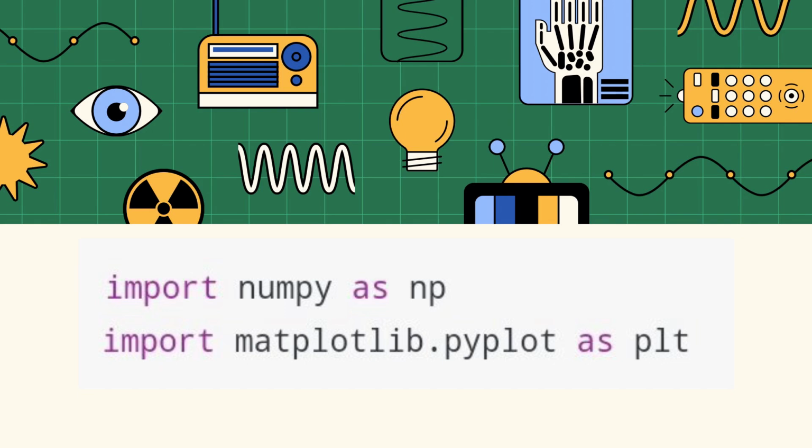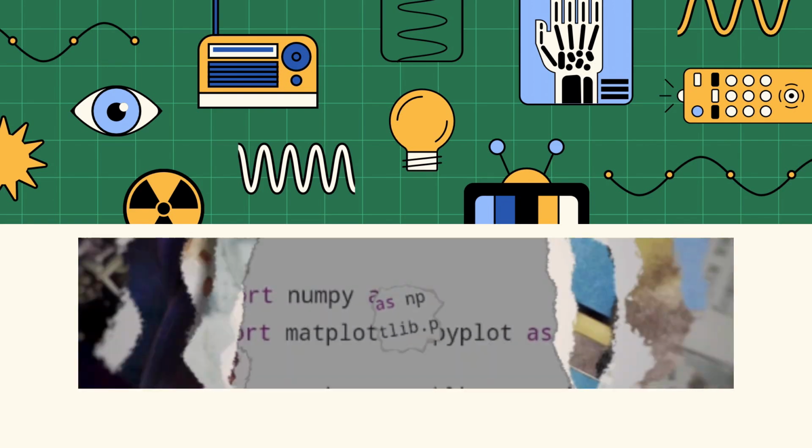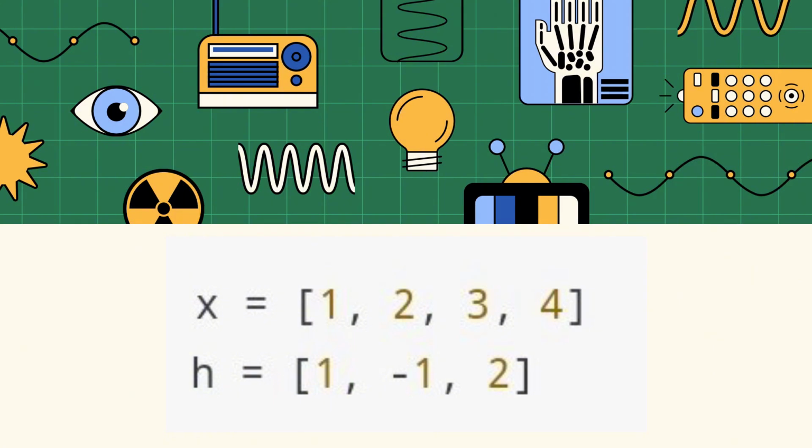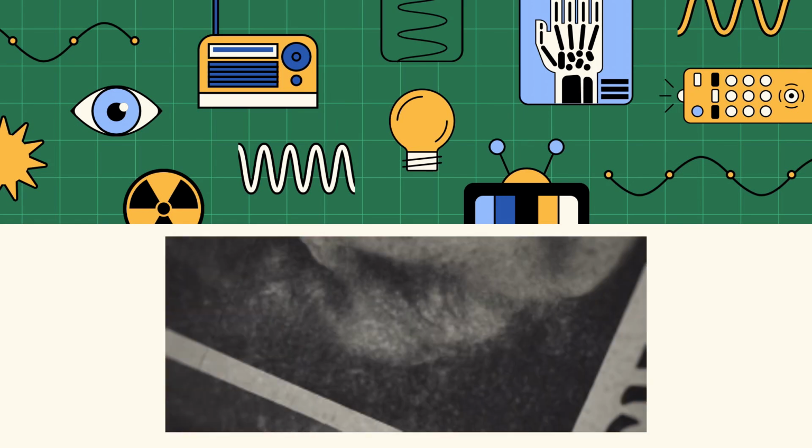Then we import matplotlib, which is used to plot and visualize discrete time signals. Here, x represents the input signal x of n, and h represents the impulse response h of n of a system. These are discrete time sequences, not continuous signals.